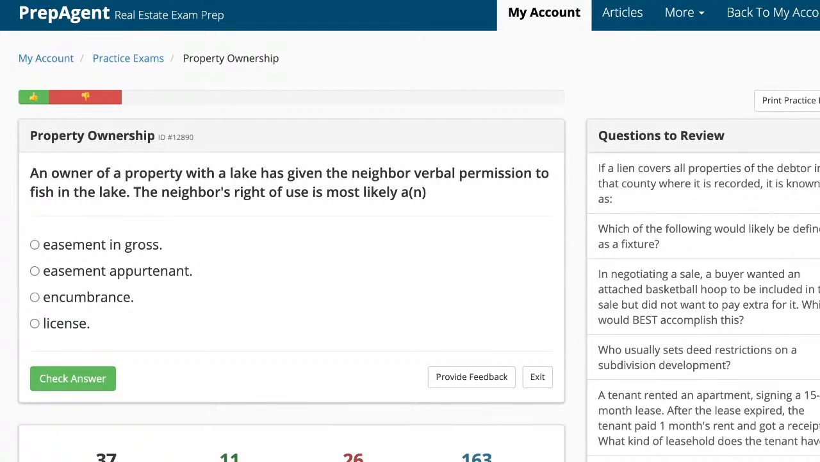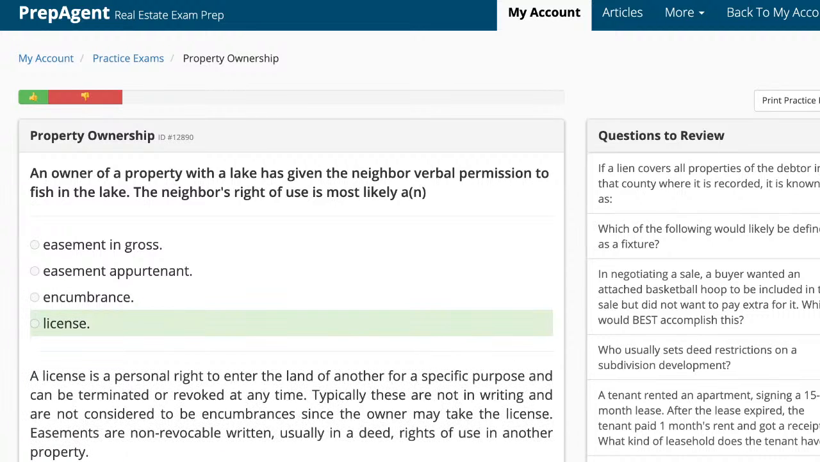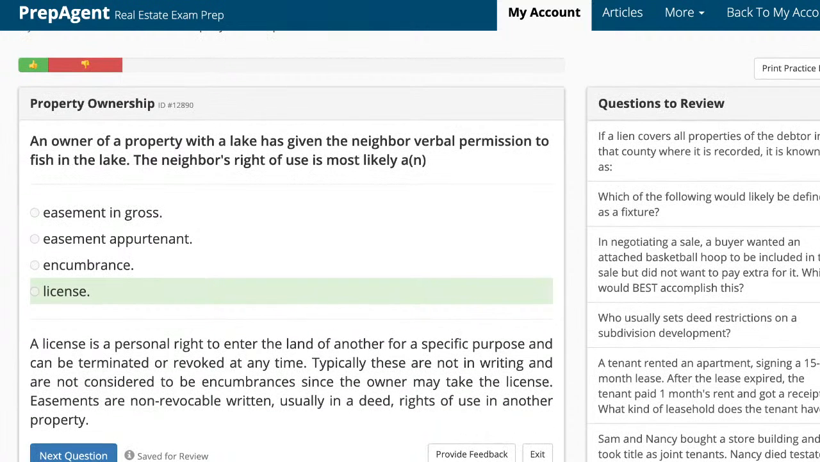And the answer is, thanks, Kobe, a license. We just mentioned that. An easement's a form of a license. And so is permission to fish somebody's lake. A license is more or less the right to do an act on somebody else's land.